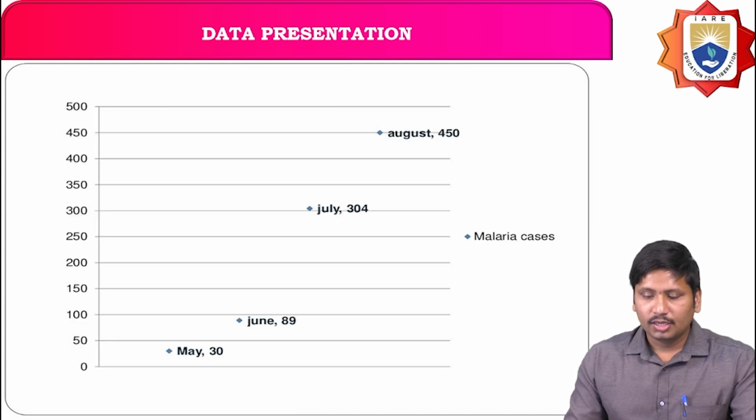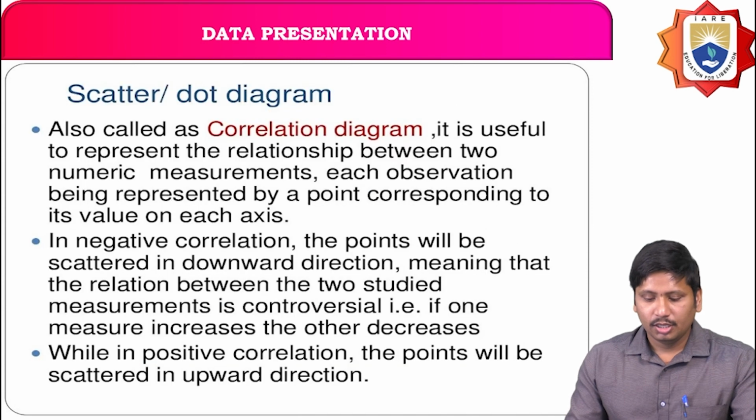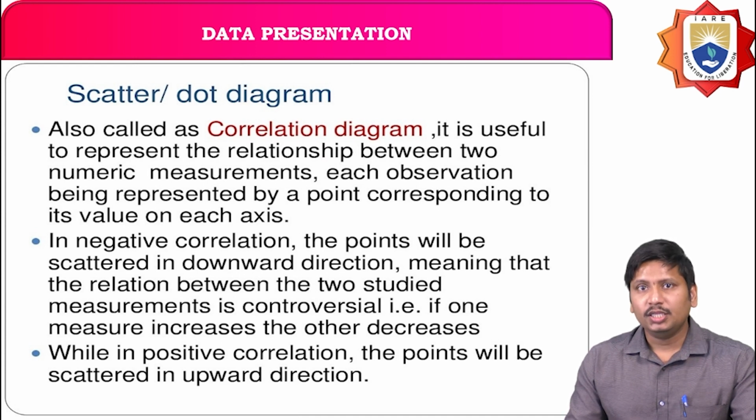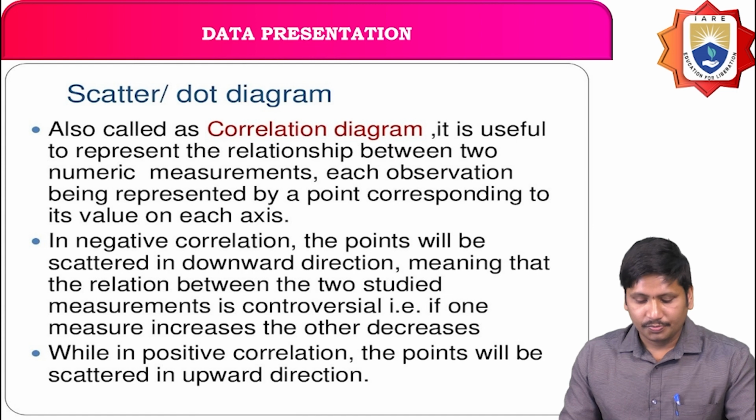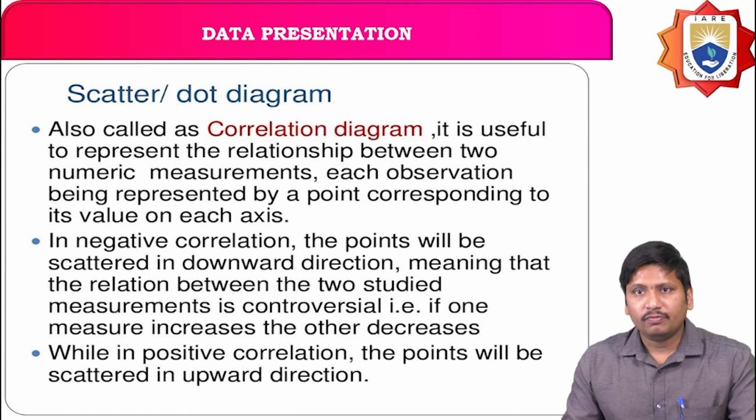This is the view of the scatter diagram, or dot diagram, where you can represent it. It is useful mainly to represent the relation between two numeric measurements. Suppose I want to represent two numeric measurements, I have to make use of this correlation diagram, with each observation represented by a point corresponding to the value on each axis. So here we have two types of correlation.